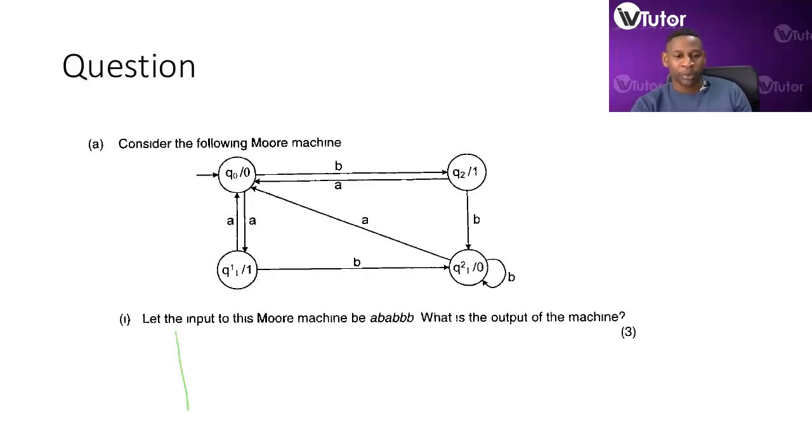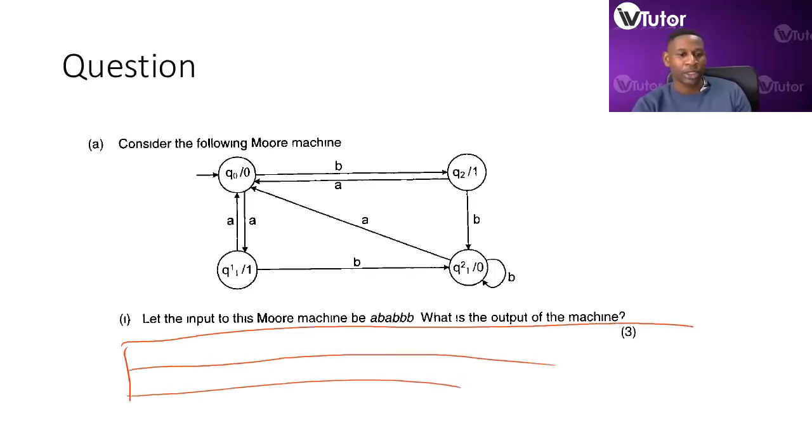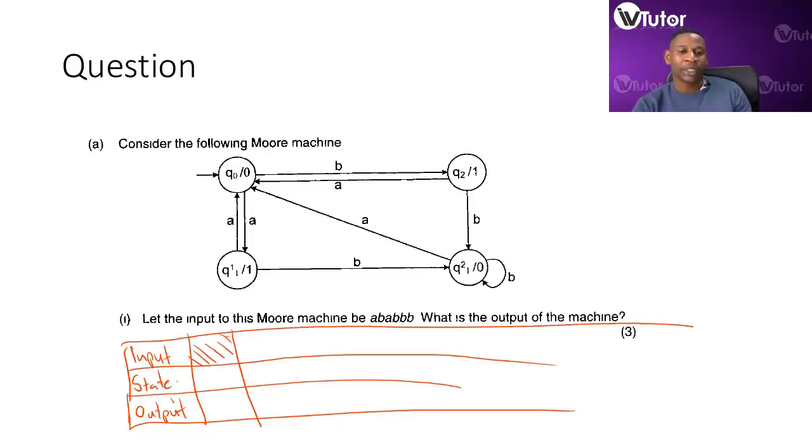We draw a table with 3 rows. The first row has the input, the second has the state, and the third has the output printed. Since it's a Moore machine, before you get an input, you're going to be in state Q0 with an output of 0. Then you put your input into the table. So this is the summary table for a Moore machine.